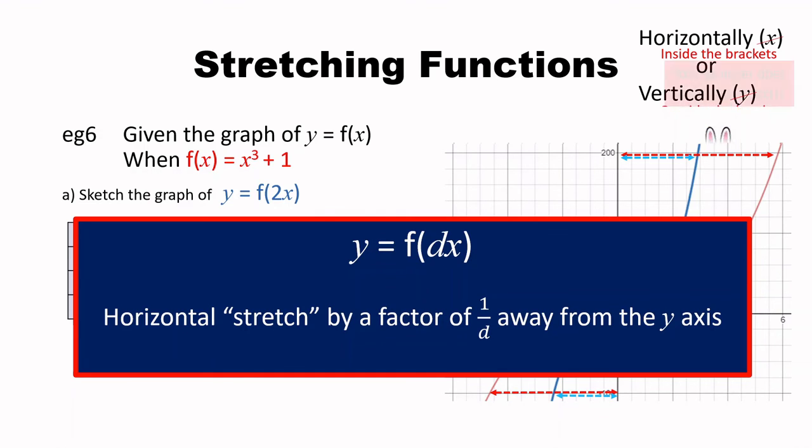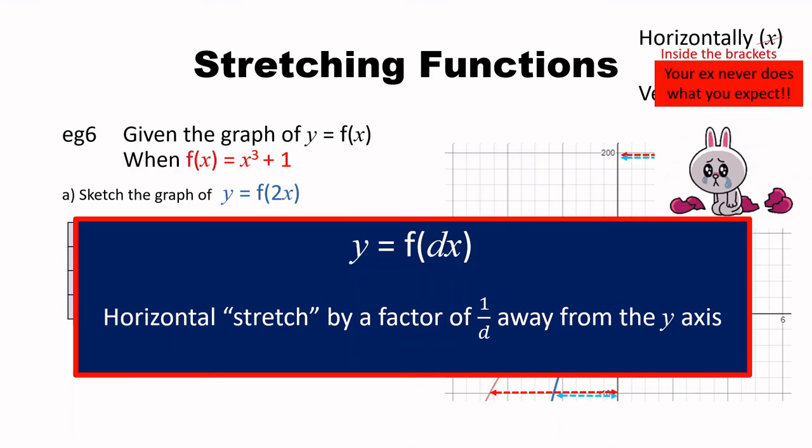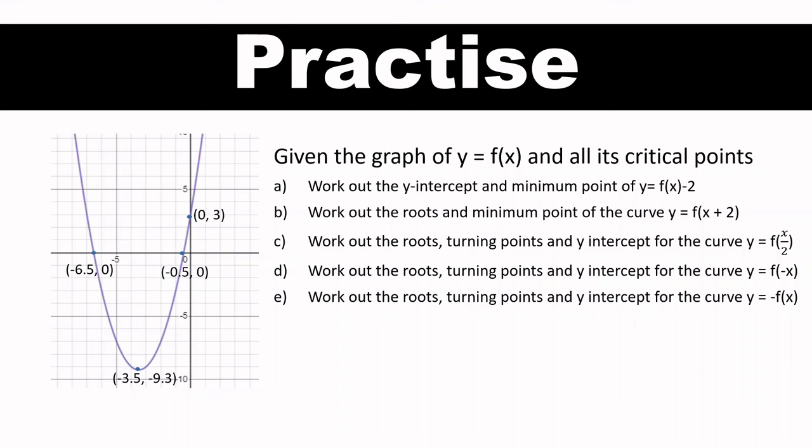Remember that thing about your x? Never does what you expect. When we multiply by the x inside the brackets, our graph actually looks like our x coordinates have been divided by that factor.